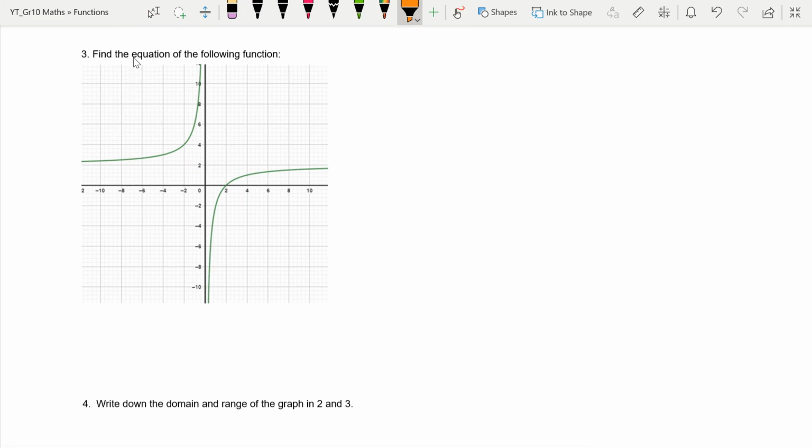For question 3, we are going to find the equation of the following function. So when we look at that function, we need to identify it as a hyperbola, and we need to identify the standard form, a over x plus q. You need to know that that is our horizontal asymptote, and you need to know we can't read that a off there. We can't look at the graph and see, oh okay, a is there. We're going to have to calculate it.